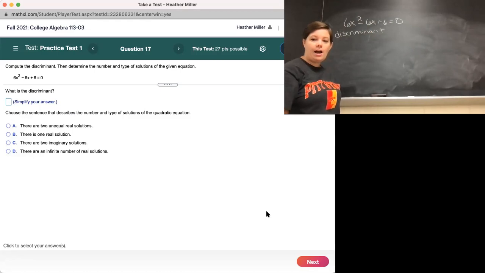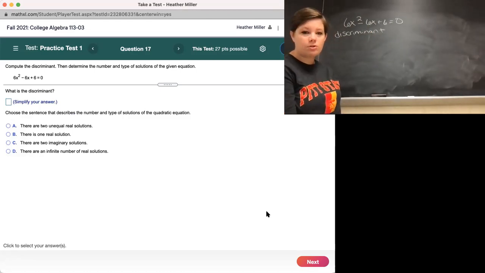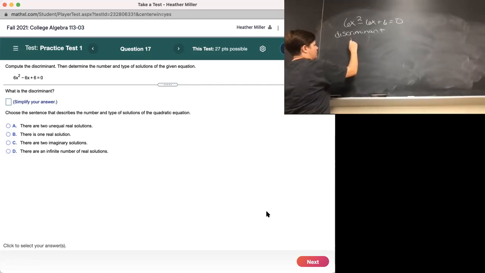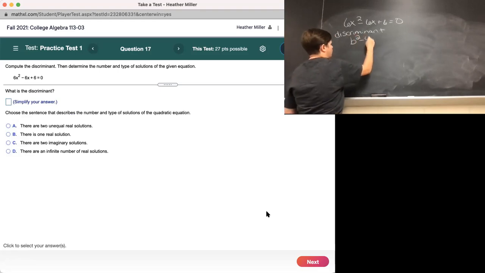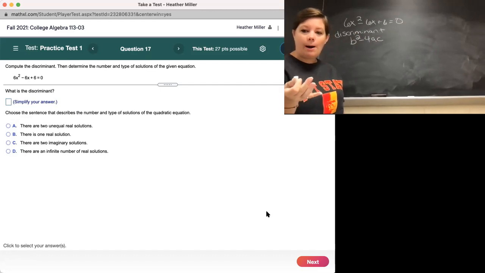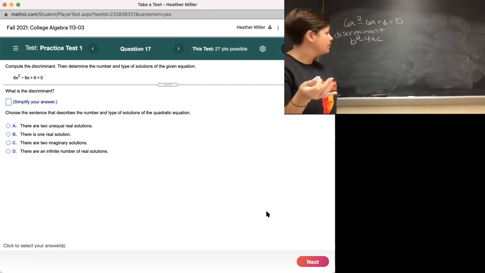It tells us if we have two real solutions that are unequal, one real solution, no real solutions and two imaginary solutions, or if there's an infinite number of solutions. Our discriminant tells us all of that. And the discriminant was b squared minus 4ac. It was what was under the radical part of the quadratic equation.